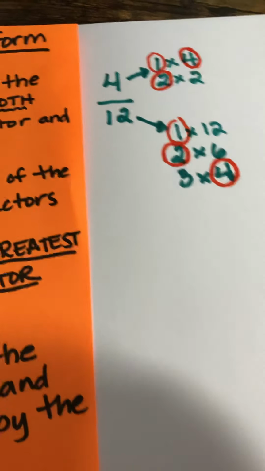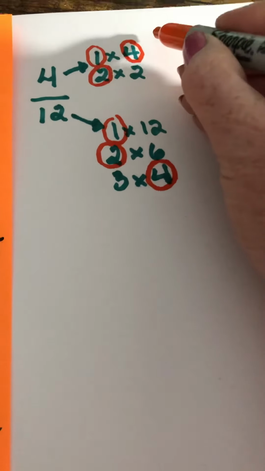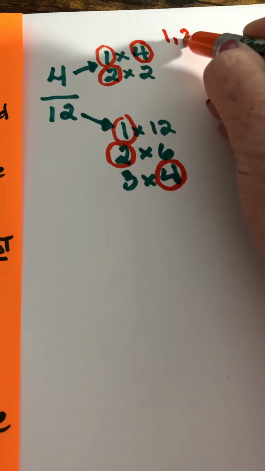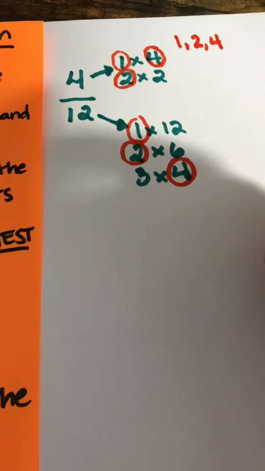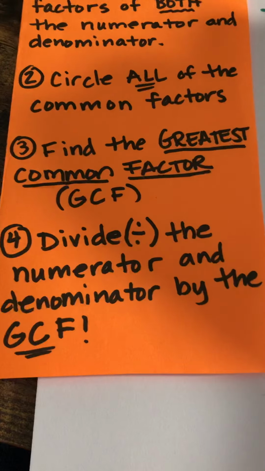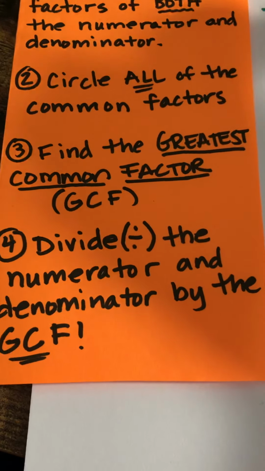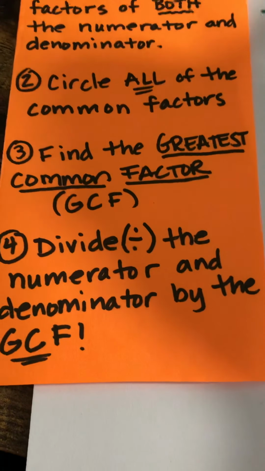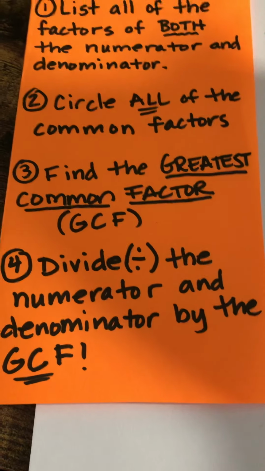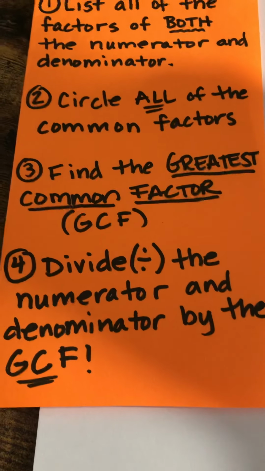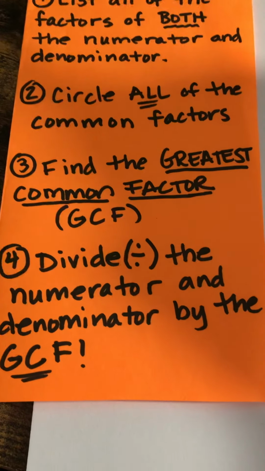So when I look at the factors that they share, I'm going to write them up here. They share 1, 2, and 4. Which one is the greatest? Let's find out, because number 3 says find the greatest common factor. This is something you're going to hear all through math. Greatest common factor, or GCF. That is the entire point of this lesson. To simplify any fraction, you always have to find the greatest common factor that the numerator and denominator share.